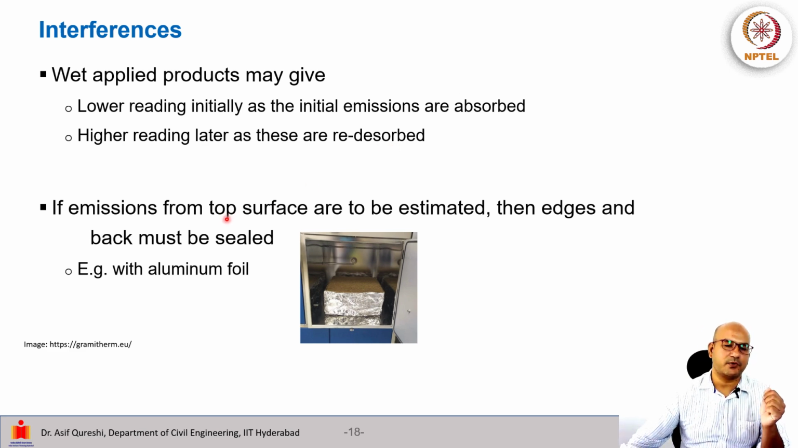Now, if we have to determine emissions from only the surface, then the edges and the back must be sealed. So, in this example, this is the material, but they only want to get the emissions from the surface. So, they have covered the edges with aluminum foil and of course the bottom as well. So, only one surface is exposed for emissions.